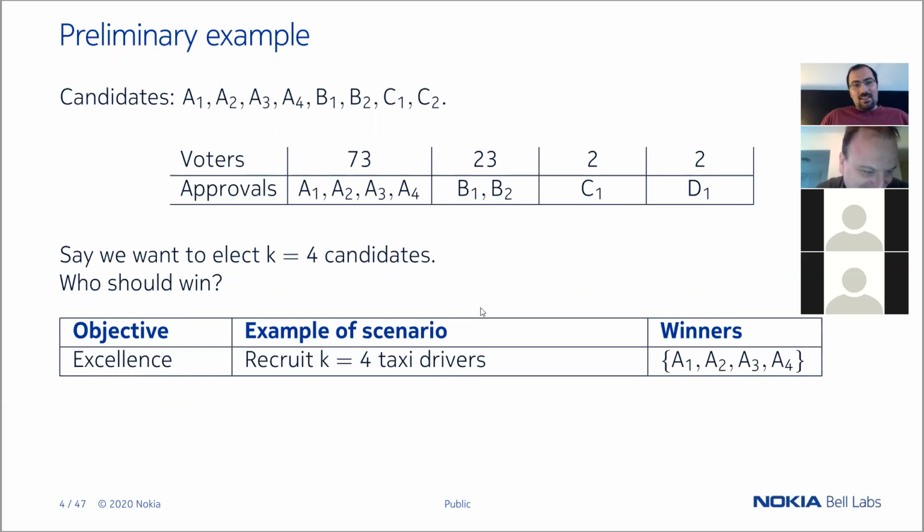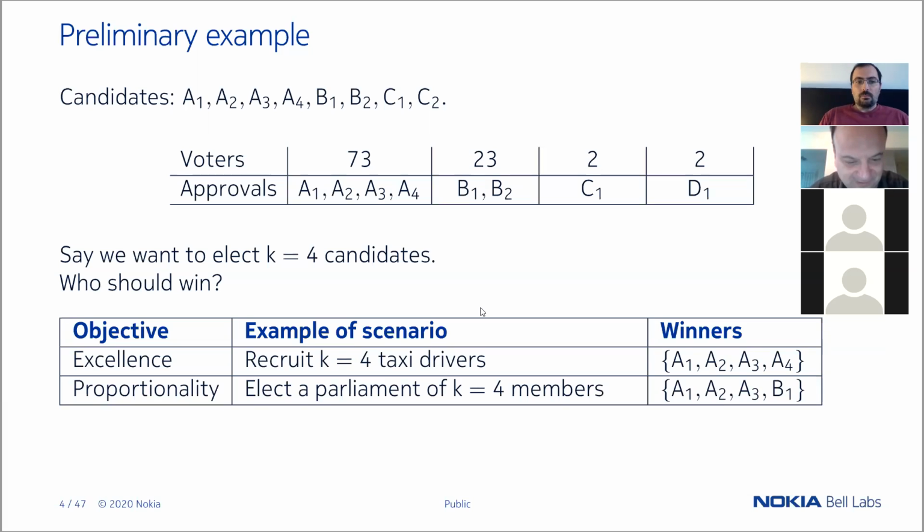The first possible objective is called in the literature excellence. So imagine, for example, that you want to recruit 4 taxi drivers. Basically the choices are independent, and you don't have a notion of representativity or proportionality. And you have 100 jurors that have said who are the good taxi drivers. In that case, it's quite natural to take A1, A2, A3, and A4.